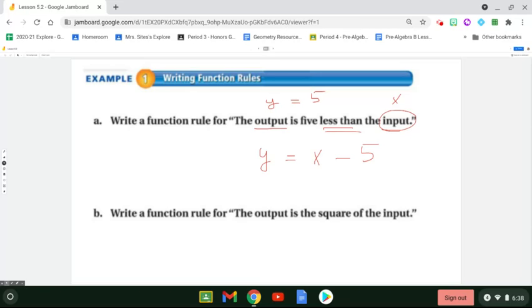So the output is 5 less than the input, so you have to start with the input and then take away the 5. For the next one, it says the output is the square of the input. So the output, y, equals, and the input I know is x. When you square something, that means you multiply it by itself or you raise it to an exponent of 2. So x times x, or to the second power. So our answer for this one would be y equals x squared.